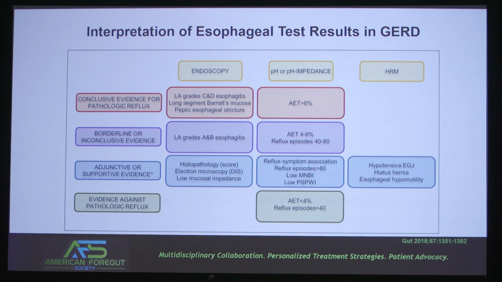This is just a question: how do we interpret these tests? Really, endoscopy and pH impedance testing are the two tests that can conclusively diagnose acid reflux. So LA grade C/D, long segment Barrett's esophagus, or esophageal stricture on endoscopy is conclusive evidence of acid reflux, as is esophageal acid exposure greater than 6%. Only pH or pH impedance can conclusively rule out acid reflux, and everything else falls in the middle.